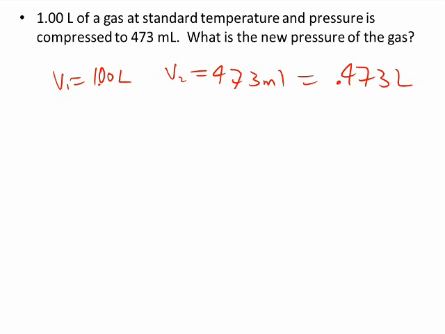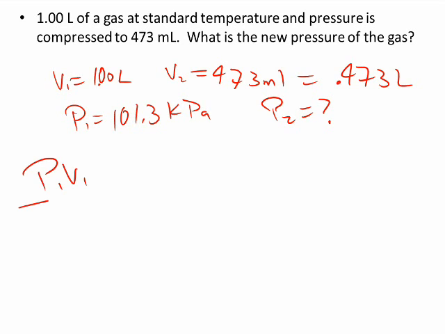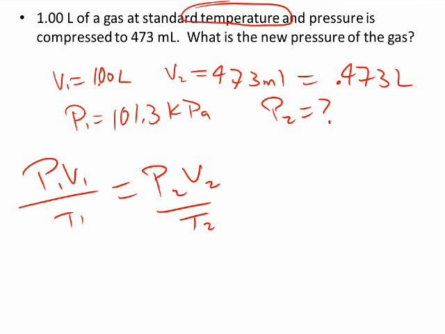Well, we have to say, what is the first pressure? Well, the first pressure, it's at STP, so that's 101.3 kilopascals, and we want to know what P2 is. Gee, how did that equation go? This is Boyle's law, but I don't remember. But let's use the combined gas law. P1 V1 over T1 equals P2 V2 over T2. So the temperature did not change. So the temperature is constant. You can get rid of it. And now we have just Boyle's law here.